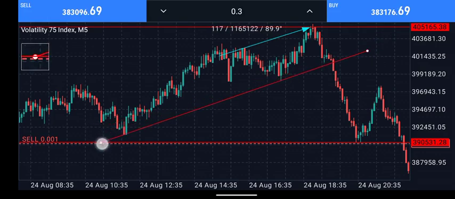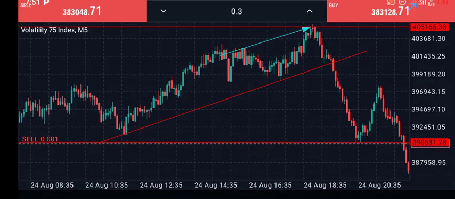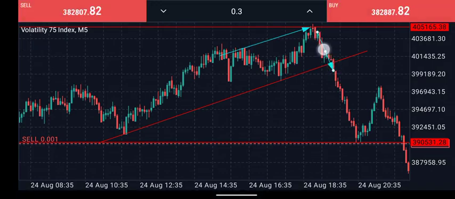Now, take for example, this has not actually gotten there yet. What am I looking for? I'm looking for the part where this market will sell and break my trend line.